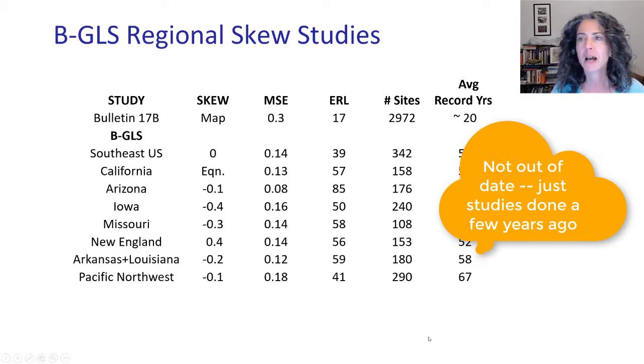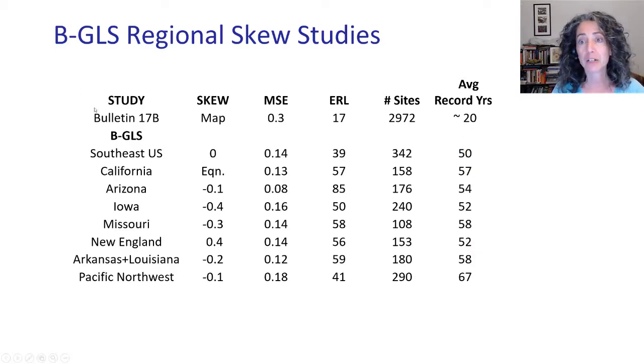Some results from these are several years out of date at this point, but they show some very interesting outcomes. What we have in this table is, first of all, starting with Bulletin 17B, because these studies were being compared to the skew map in Bulletin 17B, Plate 1. And then we have some other studies that were done by USGS. The columns are skew, mean square error, and equivalent record length. The equivalent record length is based on using the regional skew in the skew weighting formula, so it's how many years of record of a station skew it would balance against. Then there's the number of sites and the average record length.